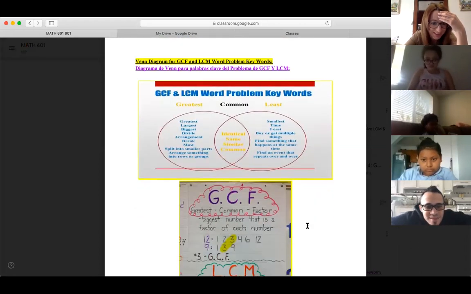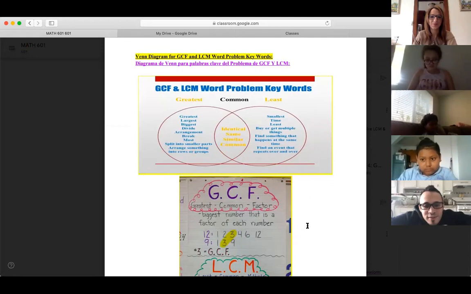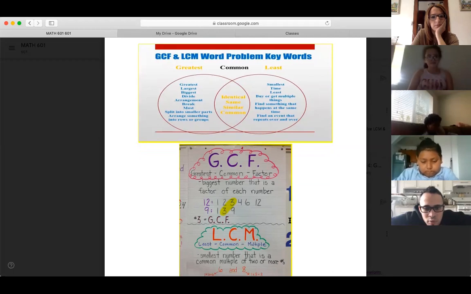So sorry, Mr. R. The Venn diagram for GCF and LCM problem keywords. On the left-hand side are the common words that you will see when you're doing greatest common factor. On the right-hand side, you see least, which is least common multiple, and you see smallest, times, least, by, get. And the identical ones, which you also need to know, are the same number, same, similar, and common.